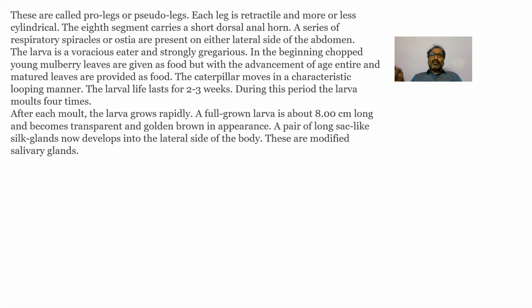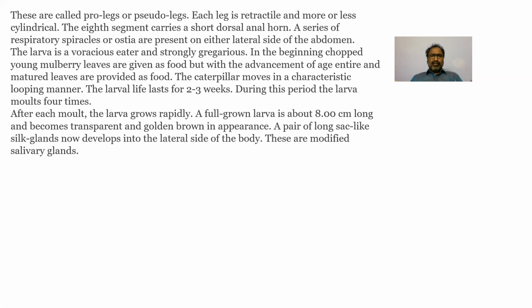A series of respiratory spiracles, the openings on the sides, are present. These openings are called ostia. Ostia are present on either side, the lateral side meaning left and right of the abdomen. They are helpful for the process of respiration.